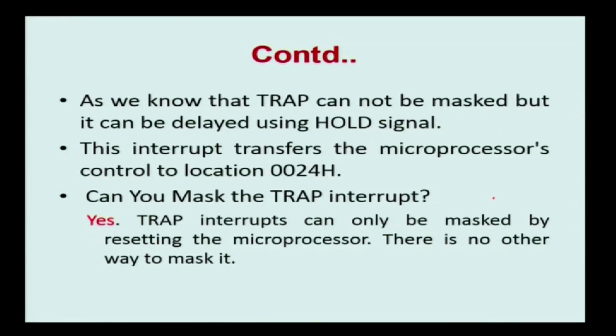So, after identifying the interrupt, it goes to the address of the service routine. This is the interrupt service routine address which is 0024H. That is why it is called a vectored interrupt. Can you mask the trap interrupt? Yes, we can mask the interrupt by resetting the processor. There is no other way to mask it. We cannot mask the trap interrupt by writing instructions. If you want to mask the interrupt, we have to reset the processor, then you can mask the trap interrupt.